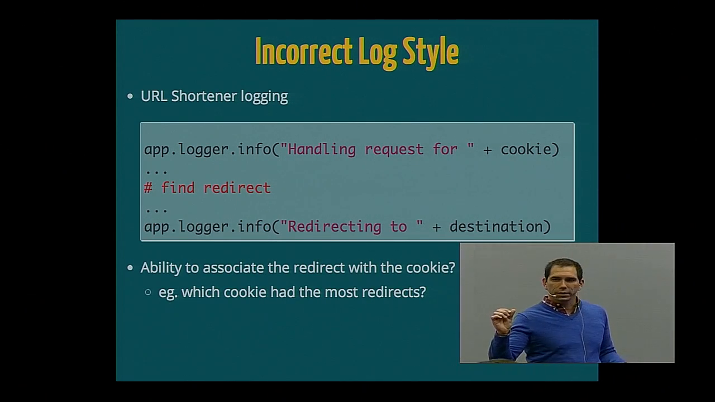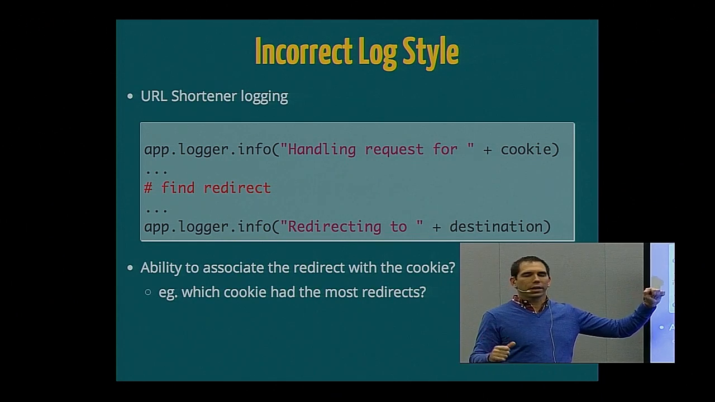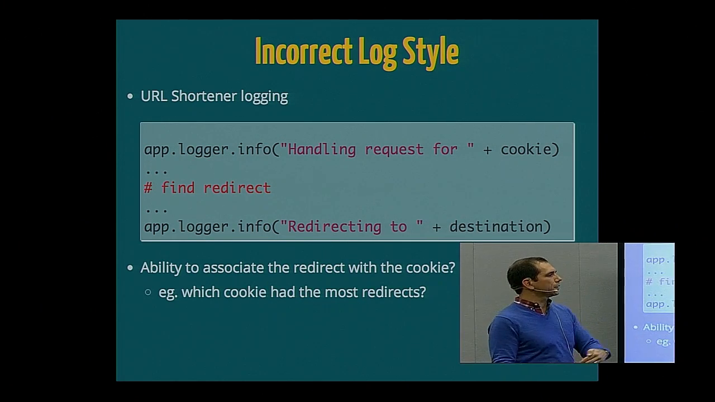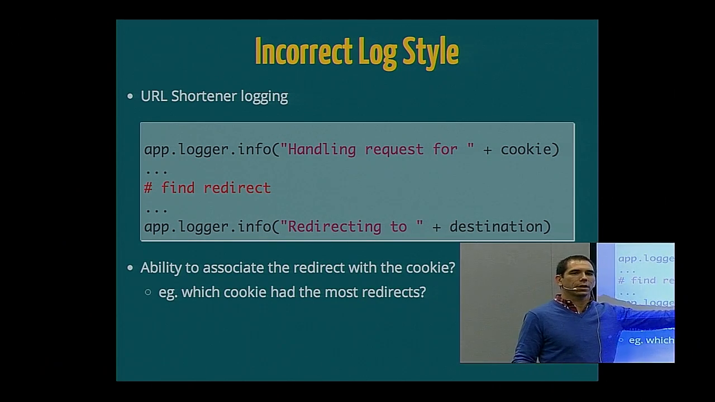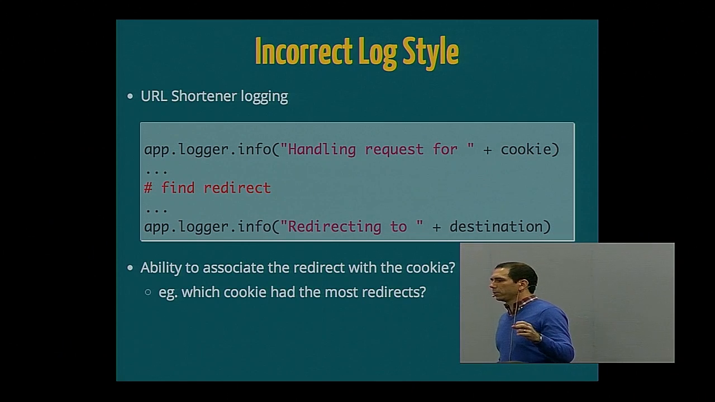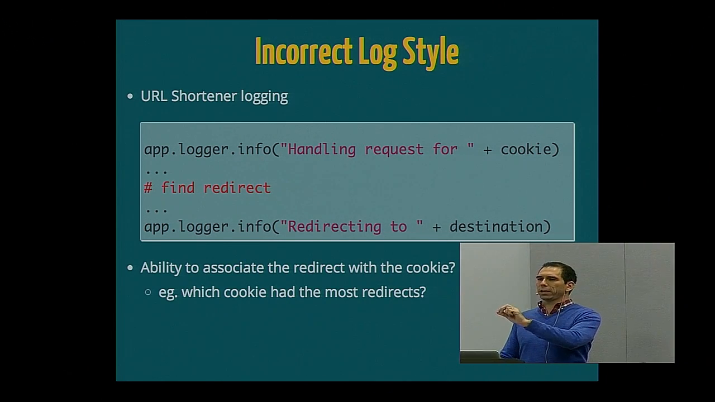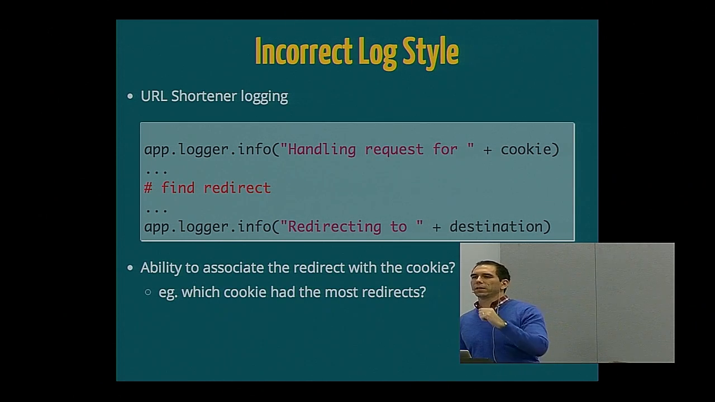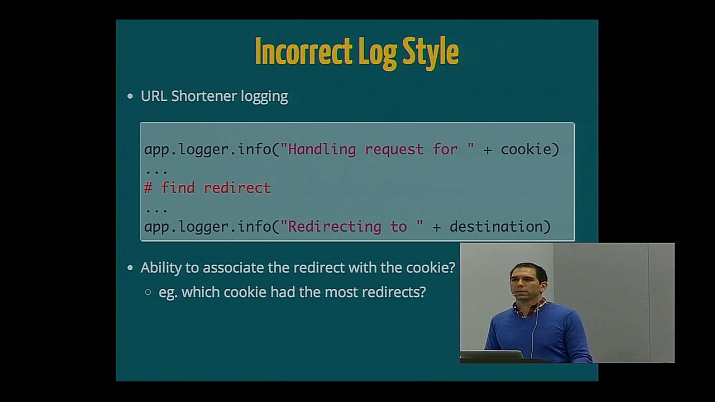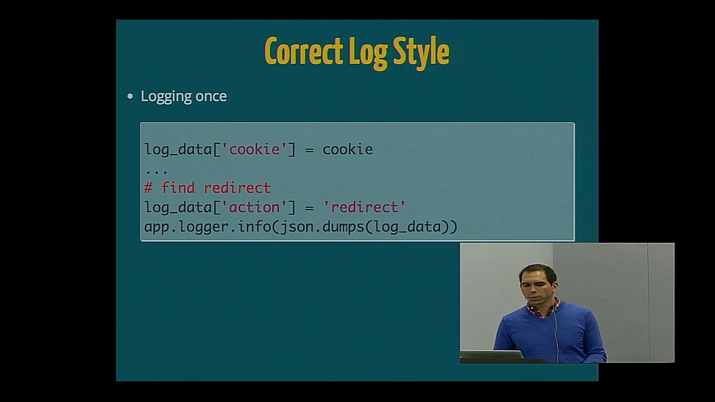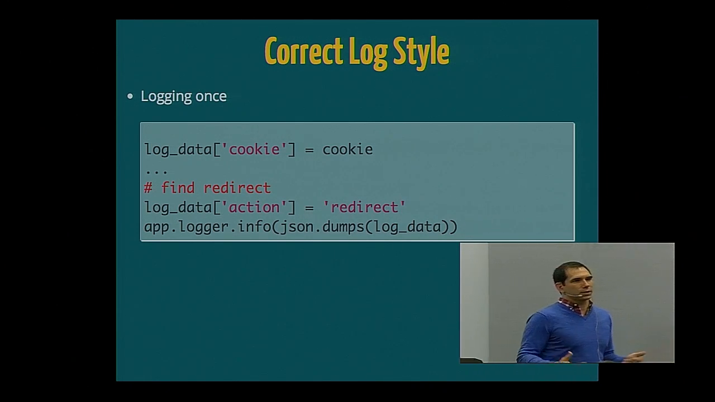Let's say we're writing this URL shortener, and at the beginning of our handler, we output, hey, I'm handling this request for a particular cookie. I do some more processing, and then later in the same request, I'm saying, okay, finally I'm redirecting to a new URL. So do we have the ability to associate this in MapReduce? Do we have the ability to associate this redirect happened with this particular cookie? No. Why not? Why do you say why not? Exactly.